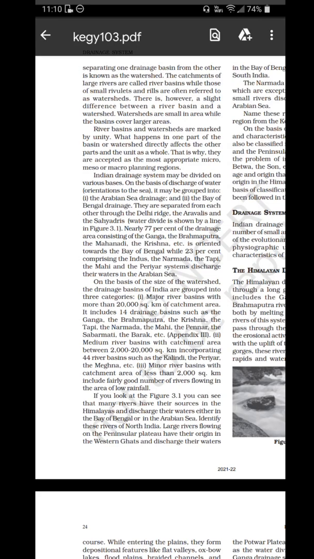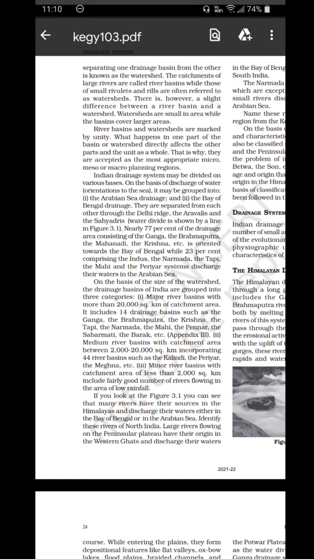Medium river basins with catchment area between 2,000 to 20,000 square kilometres, incorporating 44 river basins such as the Kalindi, the Periyar, the Meghna, etc. Minor river basins with the catchment area of less than 2,000 square kilometres include fairly good numbers of rivers flowing in the area of low rainfall.